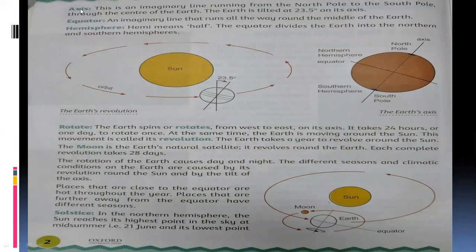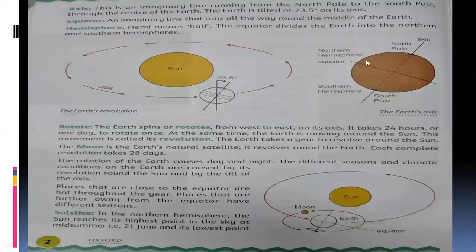Axis. This is an imaginary line running from the North Pole to the South Pole. As you already know about that one, what is the North Pole and South Pole? You can see that one through the center of the earth.